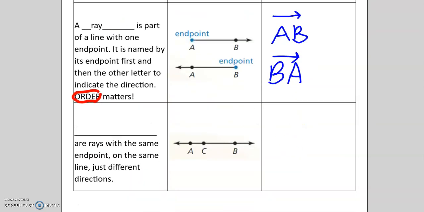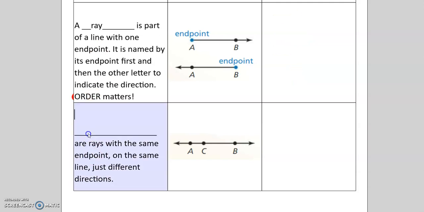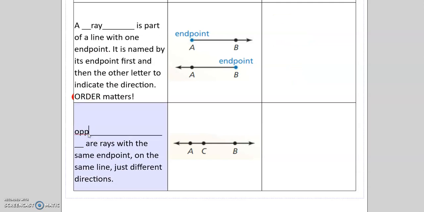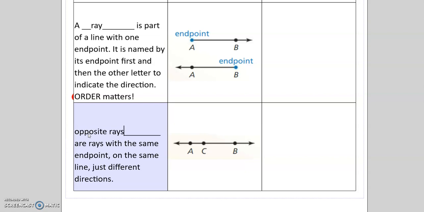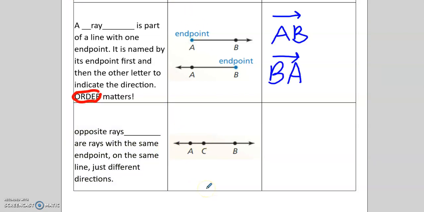Okay, and then one last one, which is very similar. Here, I have opposite rays. Opposite rays are rays with the same endpoint on the same line. That's really important. On the same line, just different directions. So here, there's opposite rays on this line right here, with my point at C, that's my endpoint.